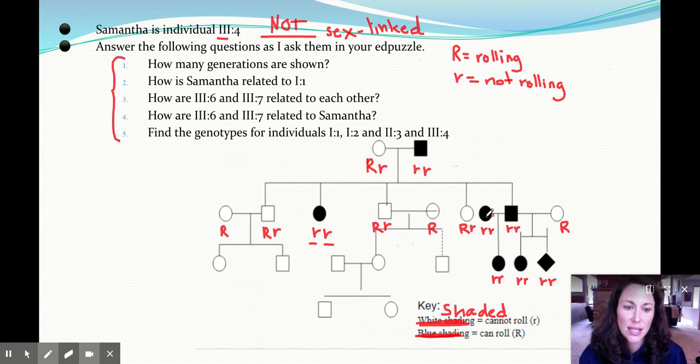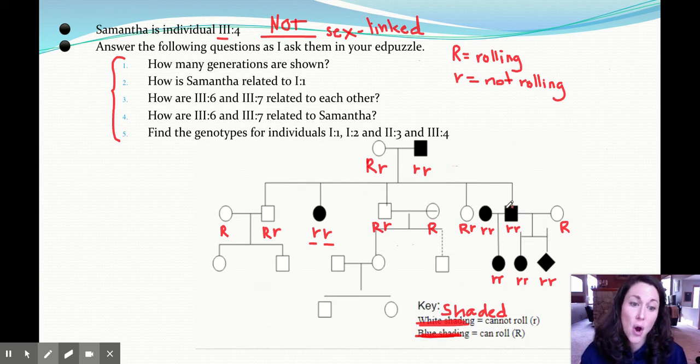If I take a look at this daughter, or this woman, she married into the family and mated with this son who was homozygous recessive. That means all of their children will be homozygous recessive because they can only get little r's from both mom and dad. So that's pretty clear.